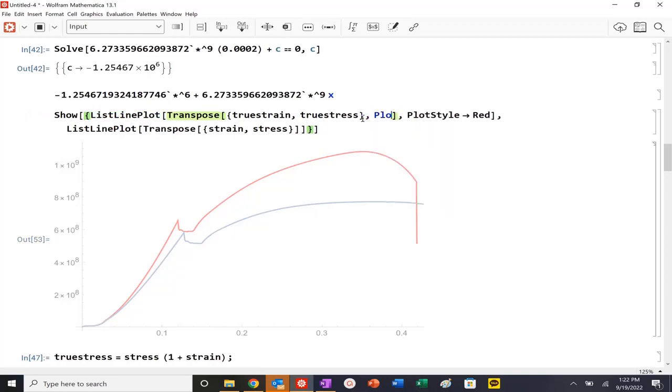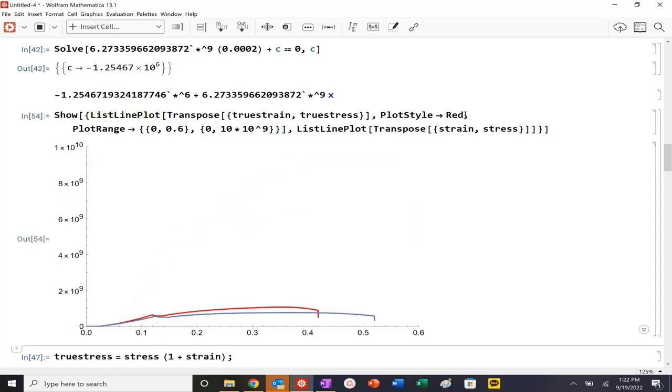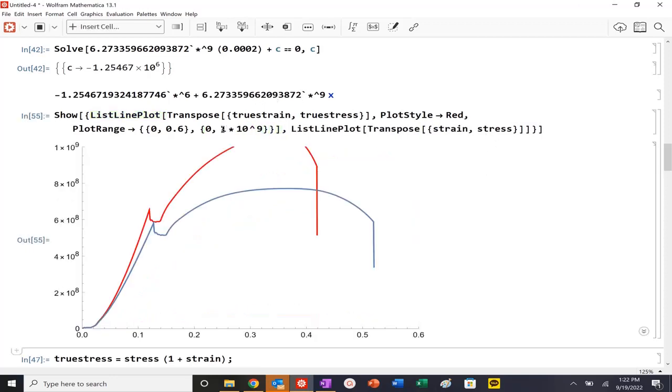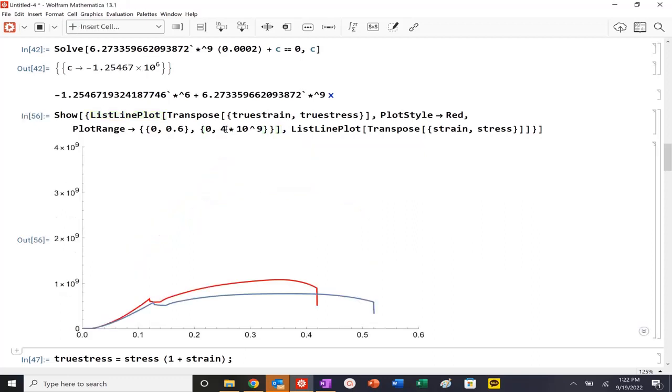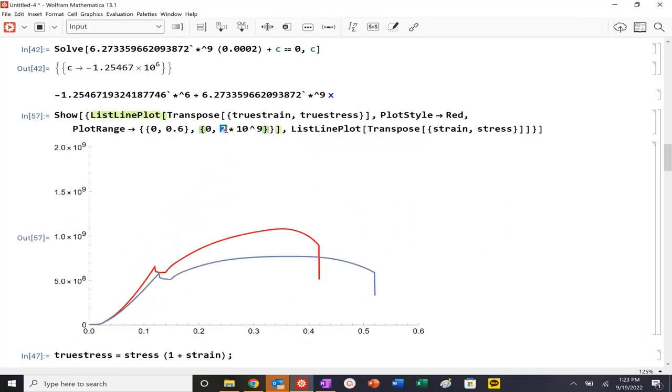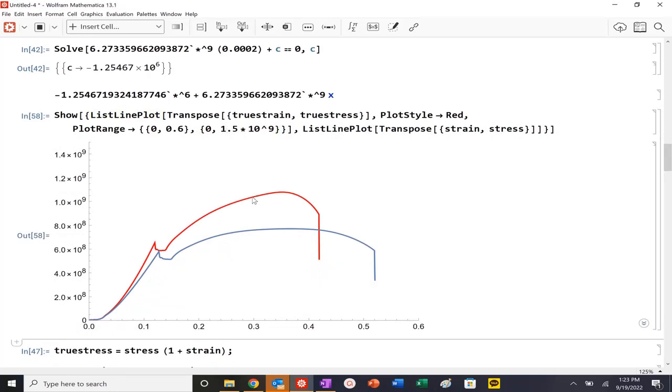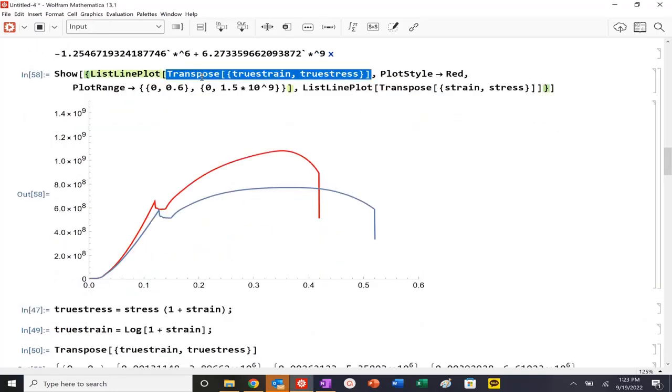So first, let's change our plot range. Let me get out of this transpose. Let me go over here. Plot range. Okay, plot style, plot range. And I'm going to go, let's just say, again, for my x-axis 0 to 0.5 or 0.6. And then I'm going to go from 0 to, say, 10 times 10 to the 9 for stresses. And let's just do 1. Nope. How about, let's do 2 and 1.5. That looks a little bit better. So this is looking good so far.